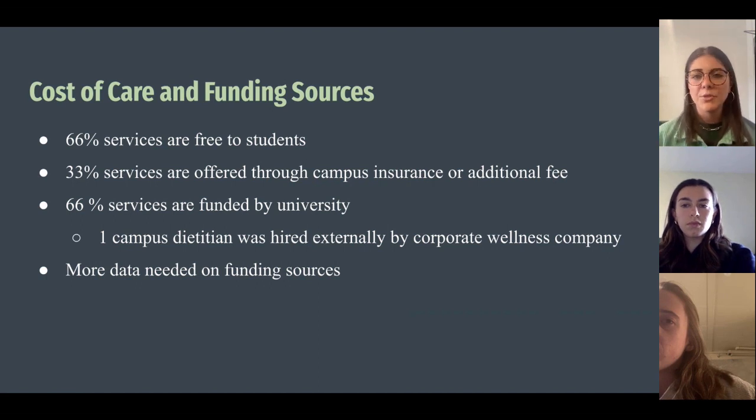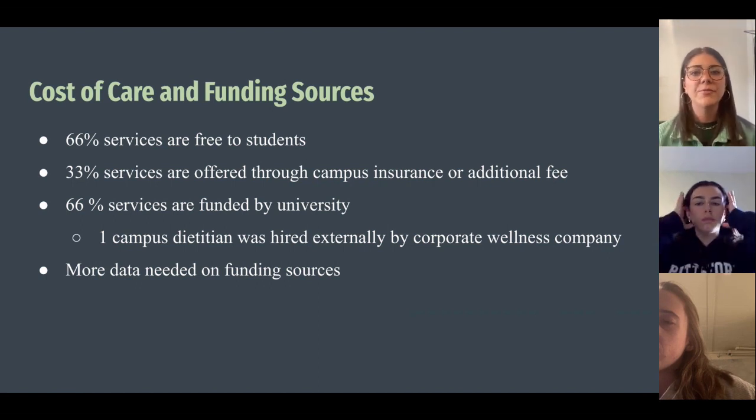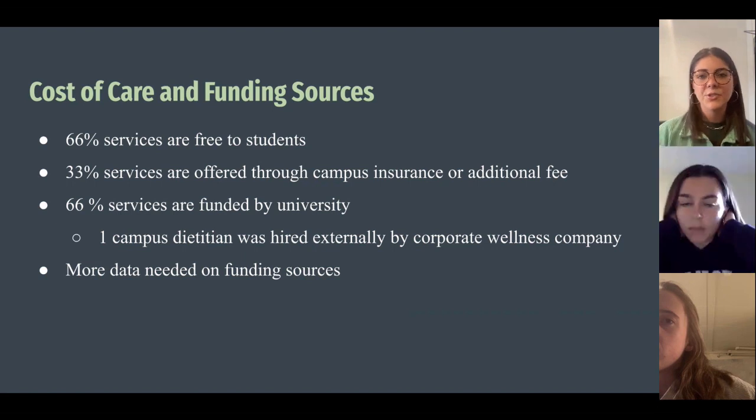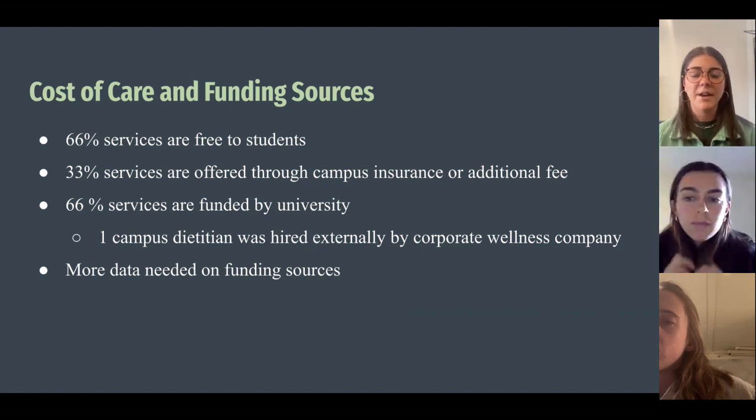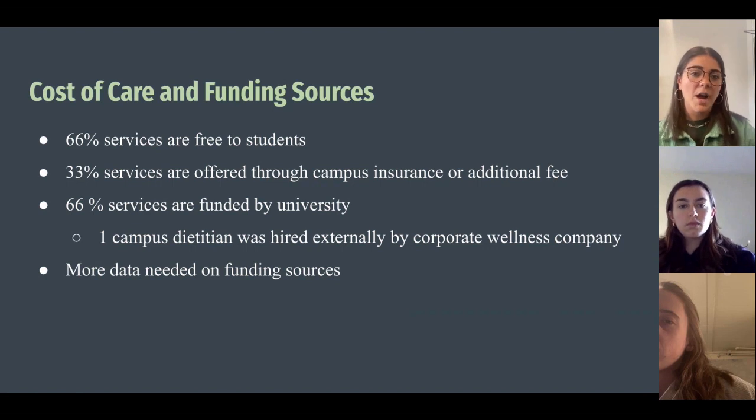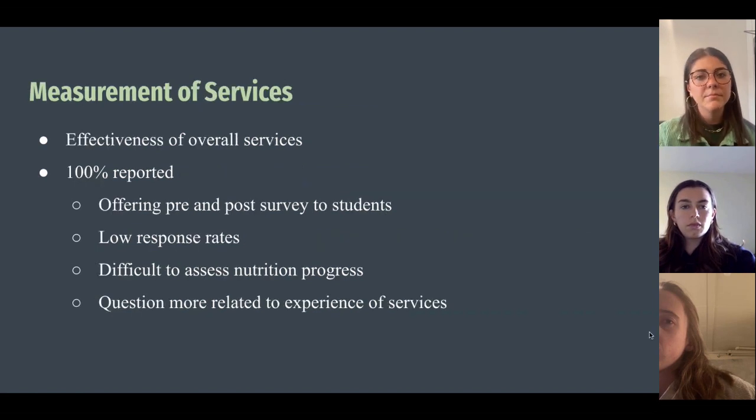So I'm not sure how MSU Denver's program works in terms of getting money for their services, but this is just how other services mock that payment structure. And then once again, more data is needed on funding sources. So we'll really have more of a concrete results section once we collect more data.